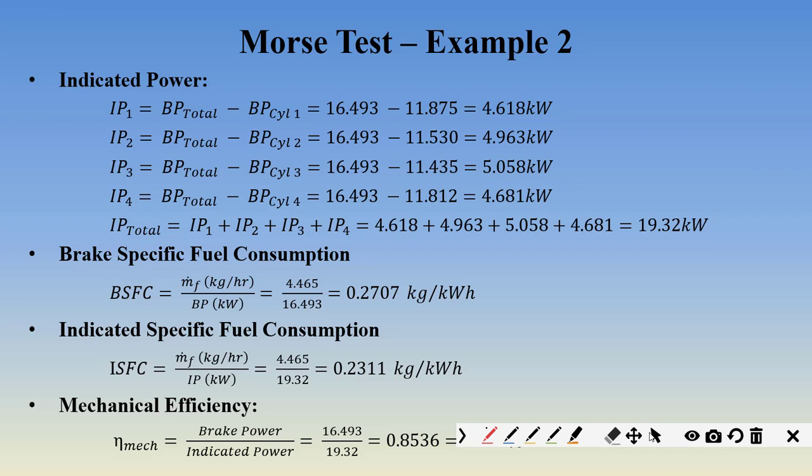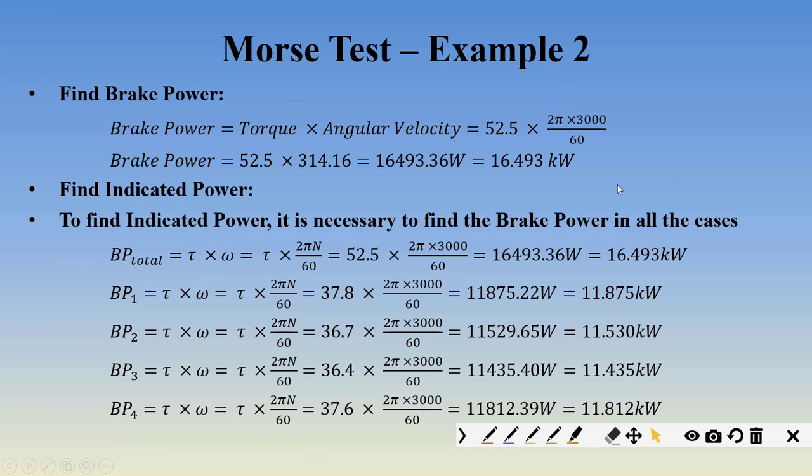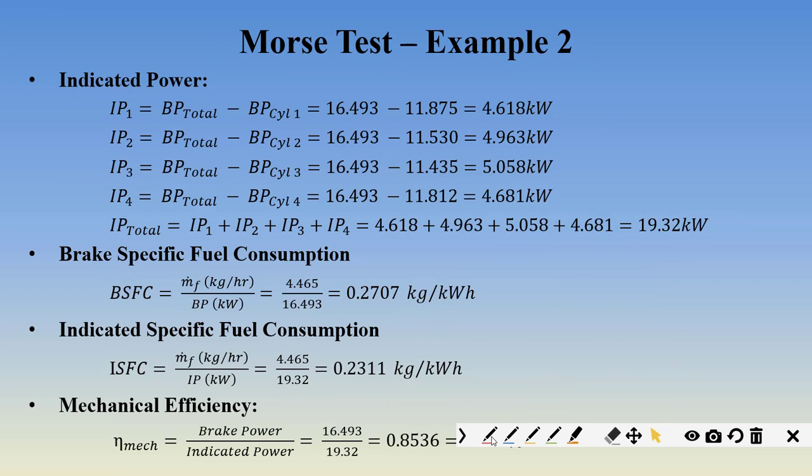And remember, just to ensure that you are doing it correctly, you should know that indicated power should be greater than brake power. See, our brake power is how much? 16.493. And what is our indicated power? 19.32. So this is just a sort of check that your indicated power should always be greater than your brake power. Why? Because friction power is indicated power minus brake power, and friction power can never be negative, right? So that's just it. So using this, we found out the indicated power total.